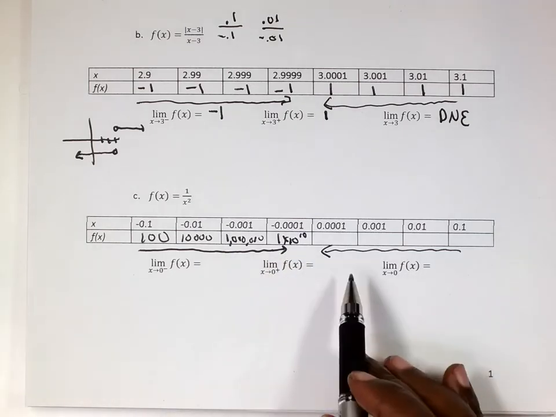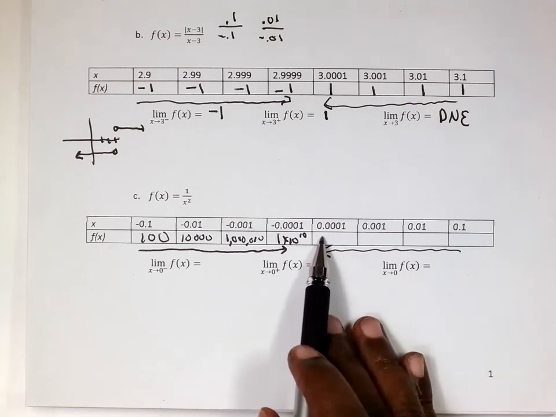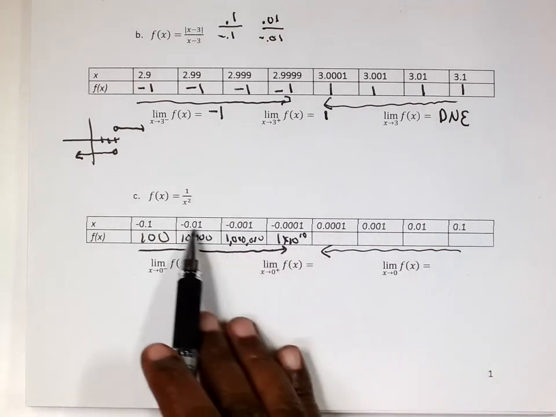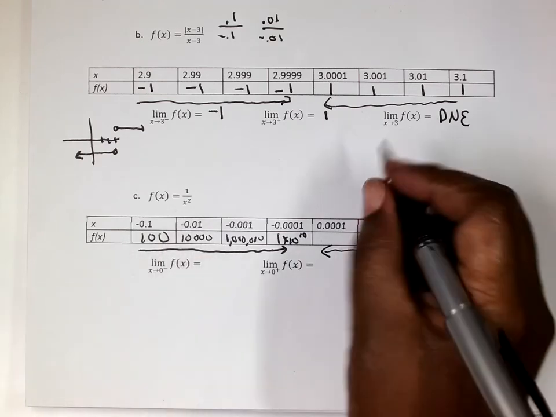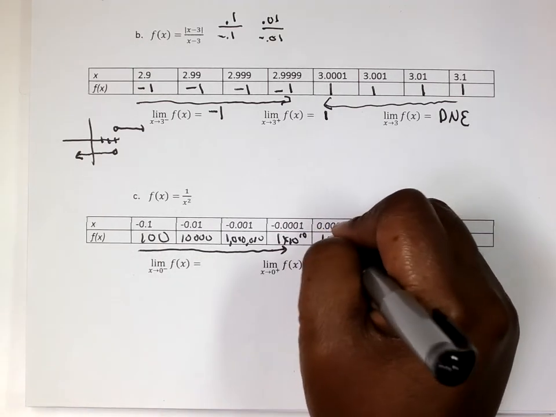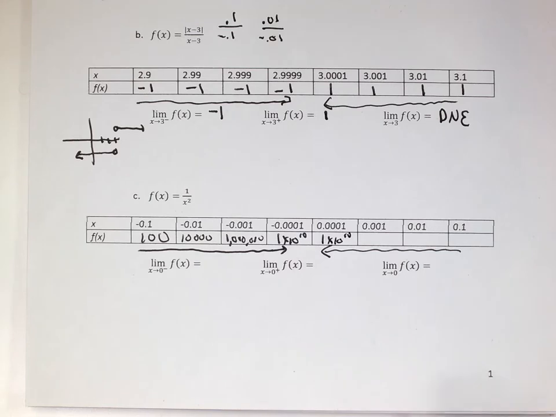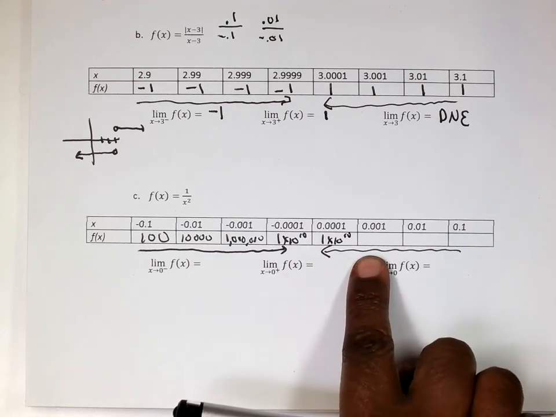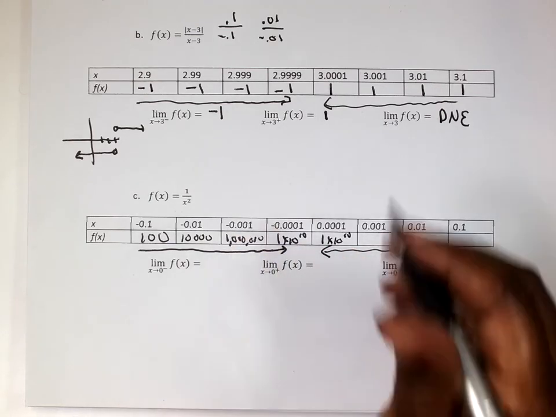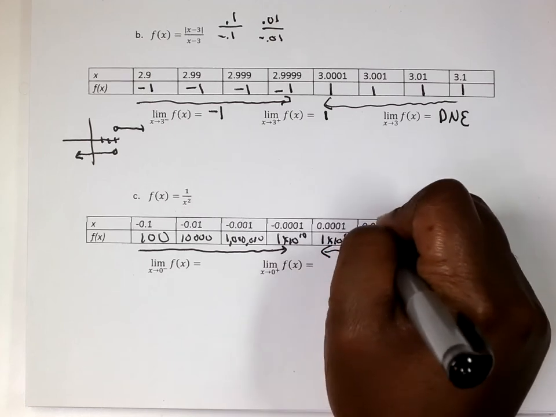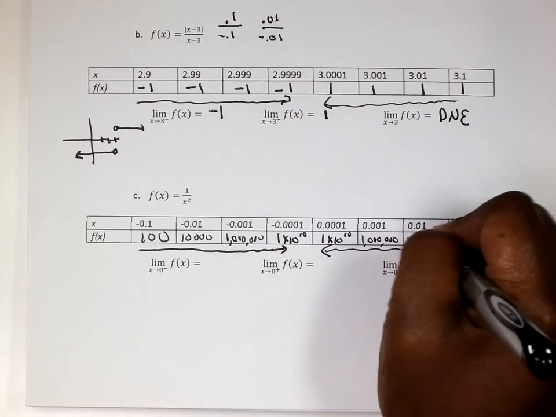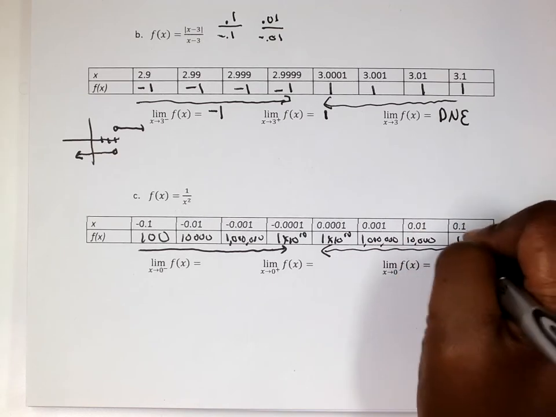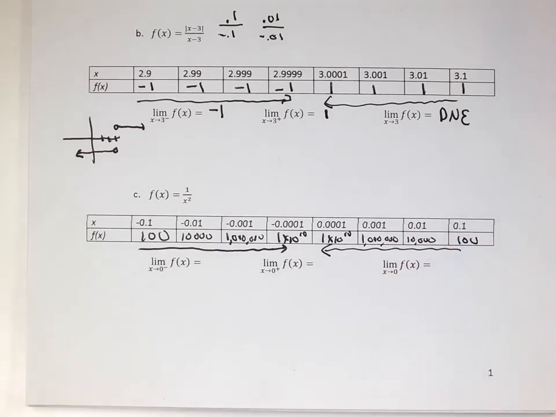So on the other side, I want to do the same thing. When you plug in 0.0001, you're going to get the same thing as here because you're squaring it and then it's 1 divided by that. Hopefully that's right. And then when you plug in 0.001, it's going to be the same thing as here. And 0.01, and then 0.1 would give us 100.